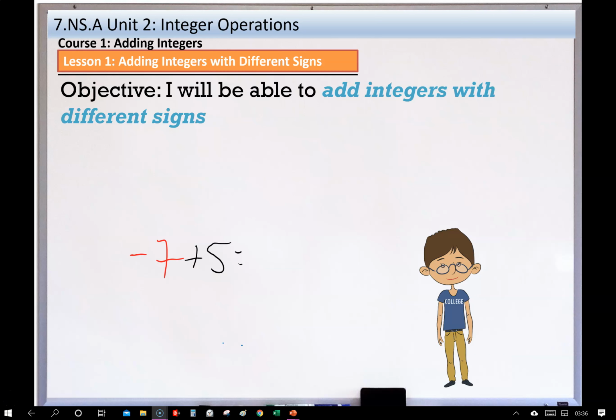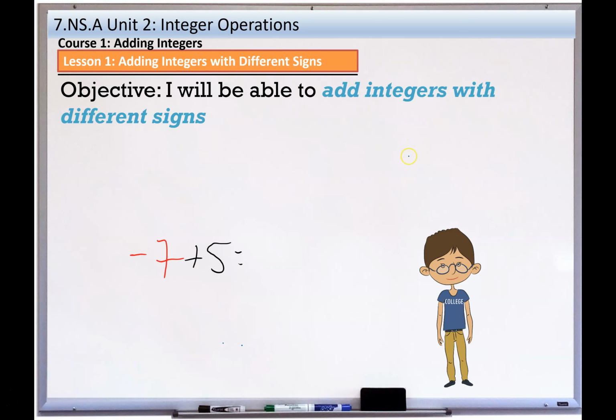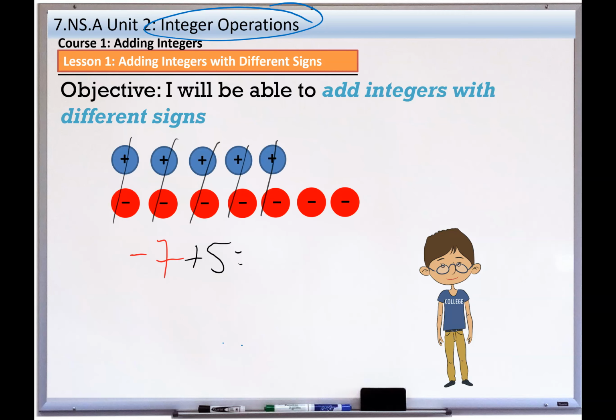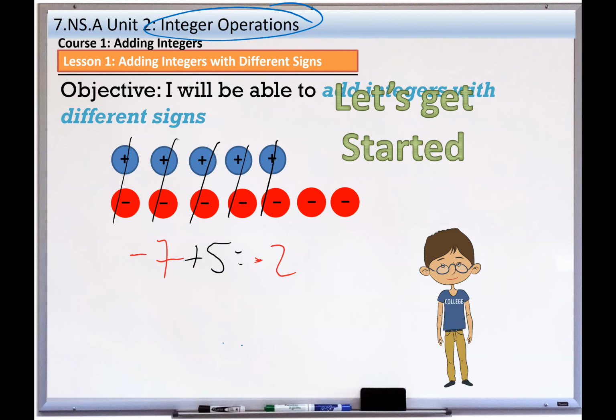Hello, everyone, and welcome. This is Mr. E, and today's lesson is our first course on integer operations. We're going to add integers with different signs. Let's get started.